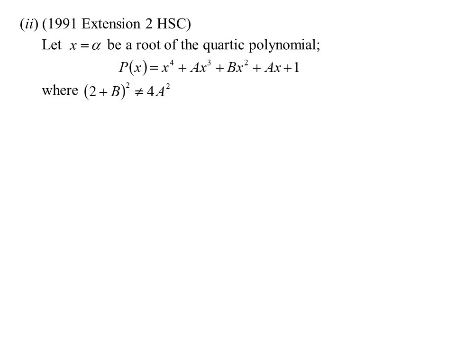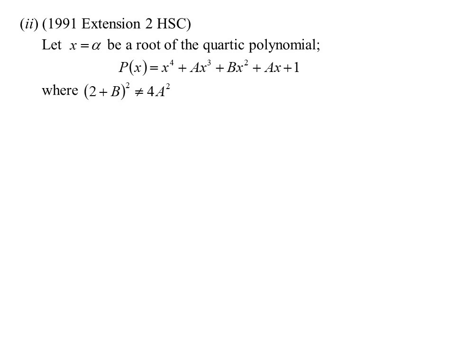I like this one because it was in 1991, which if you think about it, is symmetric or palindromic, and the actual polynomial they gave us was also palindromic. It fit nicely. I don't know if they did that on purpose, but there you go. So the polynomial x to the power 4 plus ax cubed plus bx squared plus ax plus 1, alpha is a solution, and they've given us this interesting fact that 2 plus b squared cannot equal 4a squared. Okay, I'm sure that will become useful.